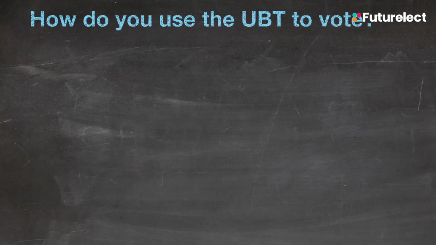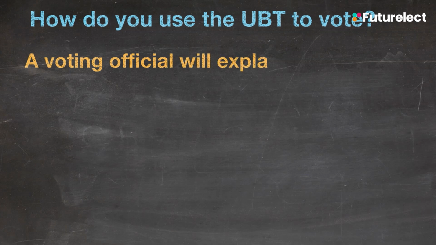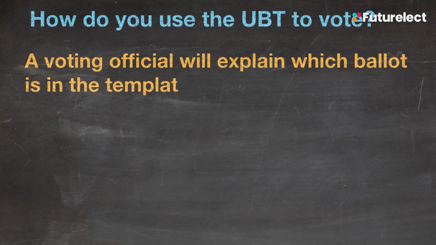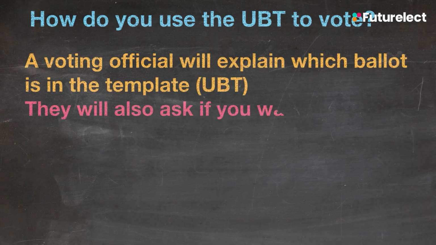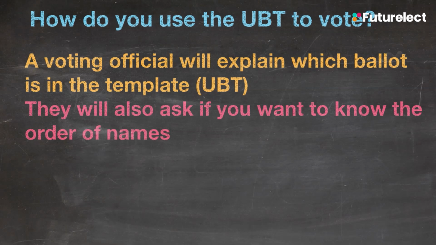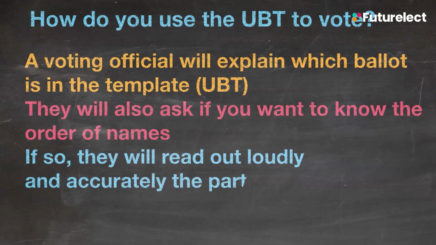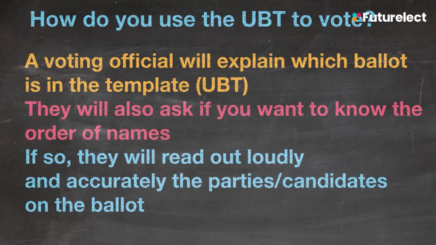How do you use it? A voting official will explain to you which ballot is being used in the template. They will also ask you if you want to know the order in which the names of the parties or candidates appear on the ballot. If so, they will read out loudly and accurately the parties or candidates on the ballot.